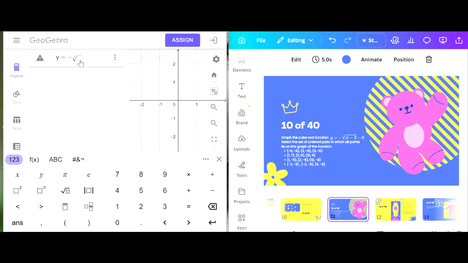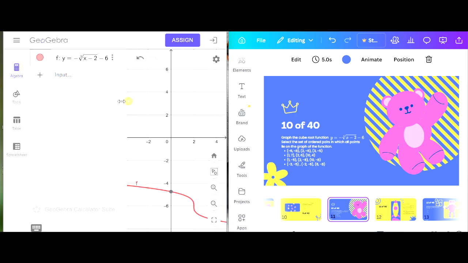Now, if you ask me to do it again, I'm going to have to go back and watch the video again. But there's our cube root. x minus 2, because I have no idea how I just did that. Minus, no. I said go out, minus 6. Okay. Now let's zoom out so we can see this.